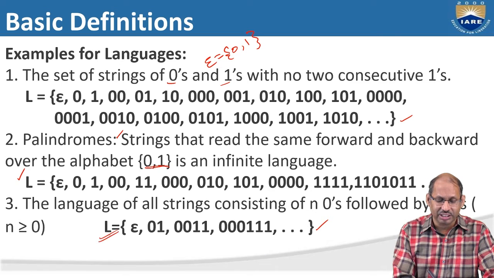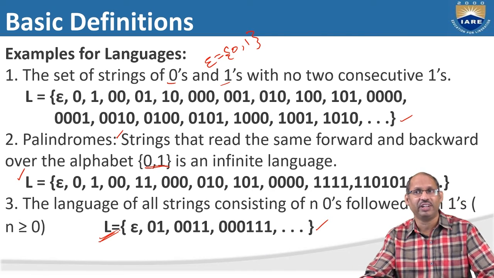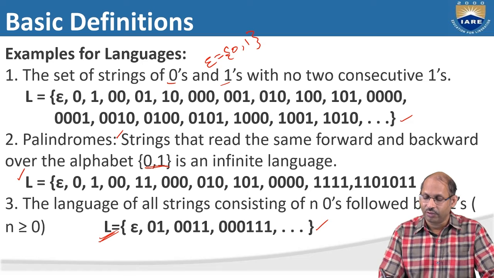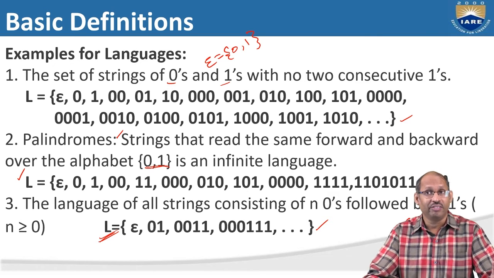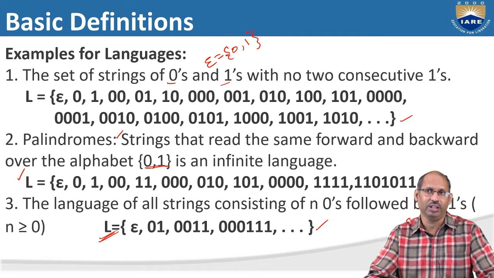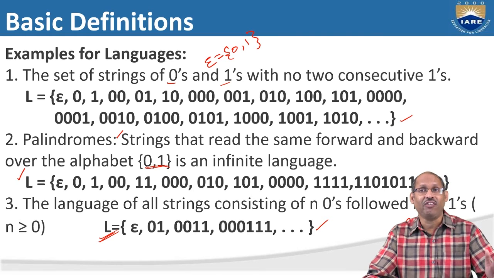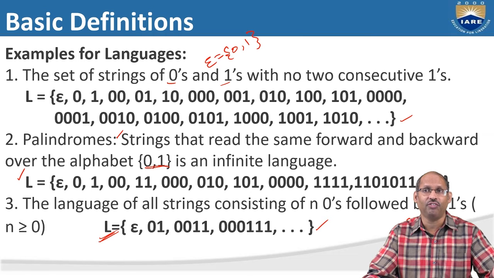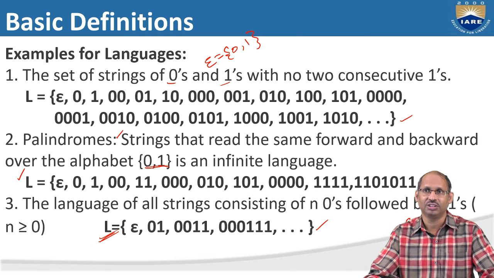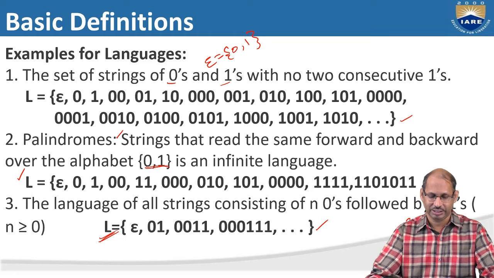So what is the language here? What is the description for the language? It consists of the alphabet 0 and 1. What is the construction? Zeros followed by ones. Right? N zeros followed by n ones. Equal number of zeros followed by ones. So that is the language description.